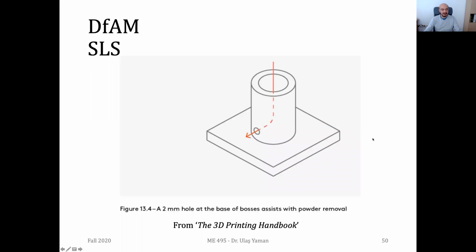Let's discuss some critical issues about SLS. Here you see a part that is manufactured in an SLS system. And if you don't have such a hole at the base, since this one is printed inside a powder bed, it will be quite difficult to remove the powders at the base of this cylindrical part. So this is a nice hole. Once you have it, then with an air jet, we can remove all the powders inside through this hole. Otherwise, you will have some amount of powder left in this tank or cylindrical part.